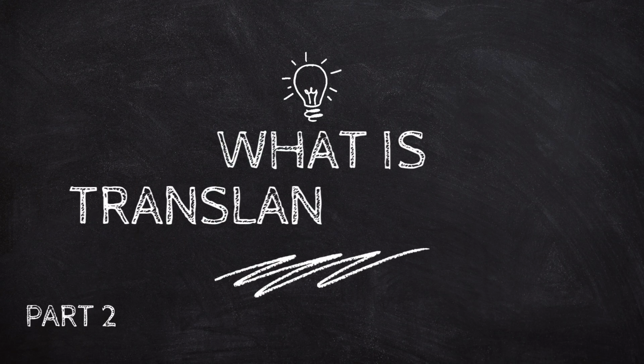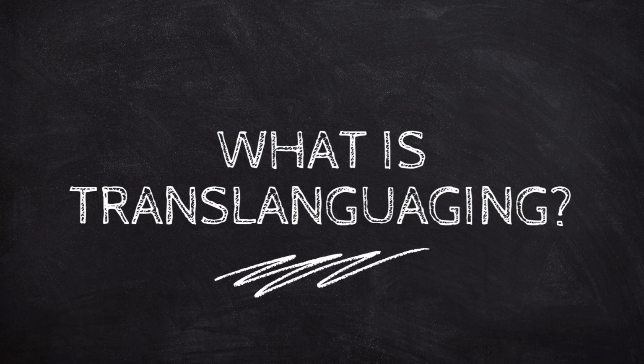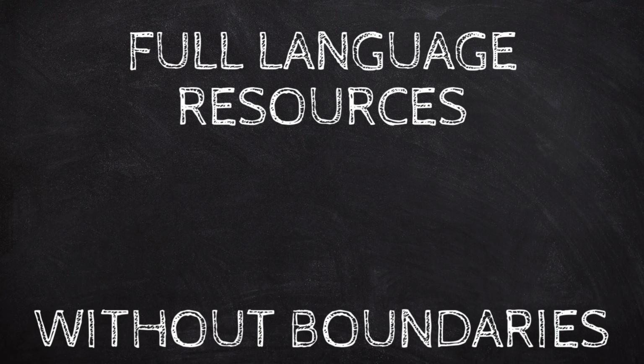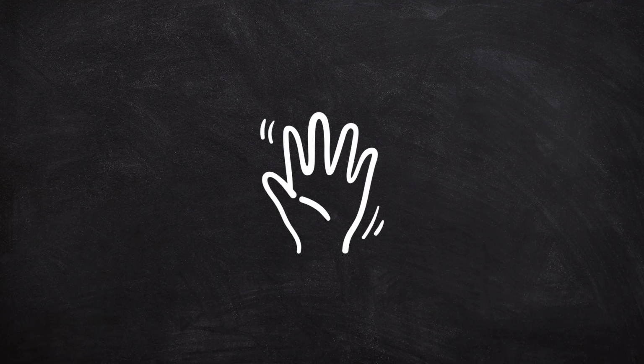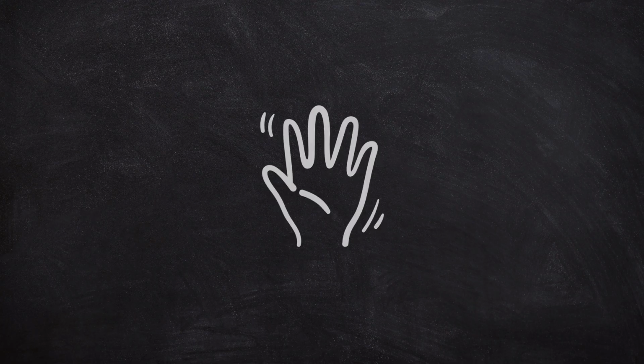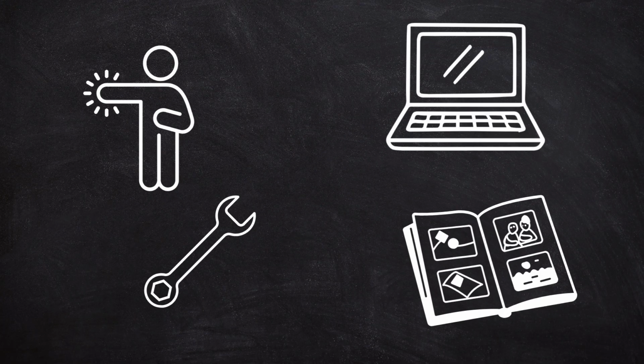What is translanguaging? Translanguaging has been defined as the use of a person's full language resources without worrying about enforcing boundaries between languages. Those language resources can also include nonverbal and multimodal communication, such as the use of gestures, visual materials, objects, or technology to communicate meaning.